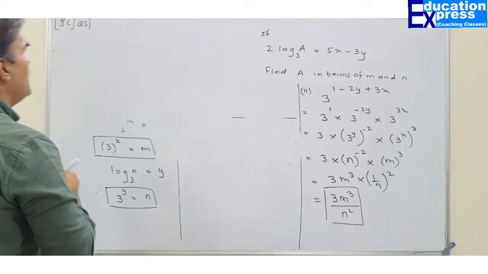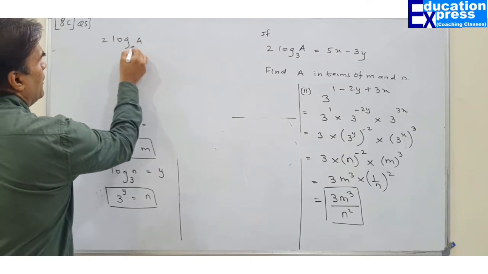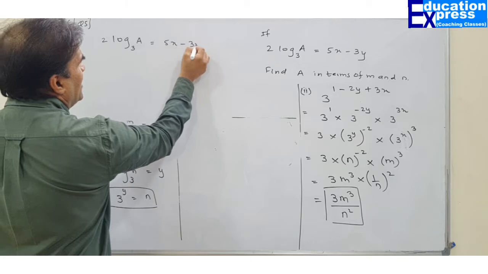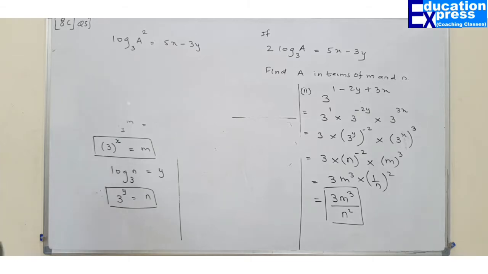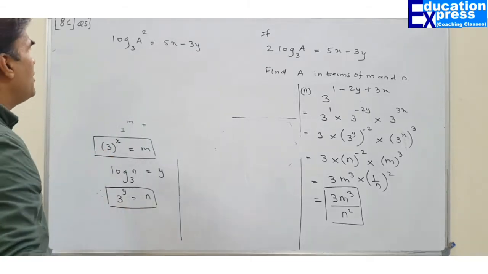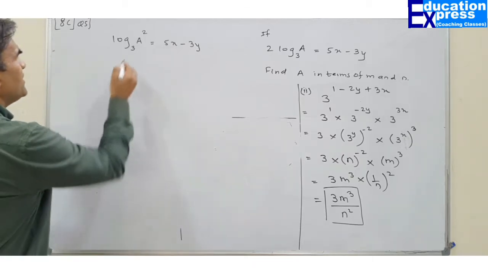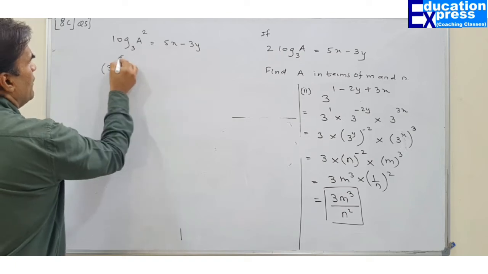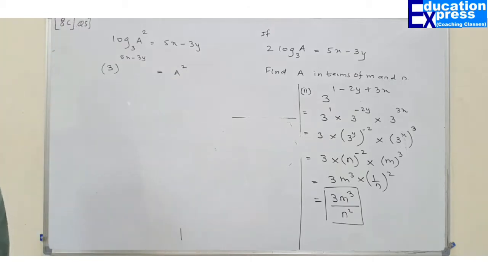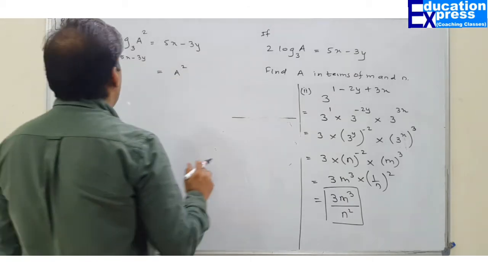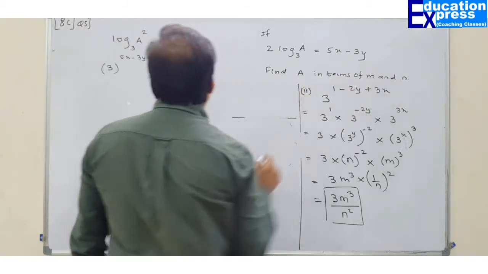So what can be done? Can I say log of a, this 2 over here, we will take it as a square. So now this is in the logarithm form. Can we convert it into an exponential form? Of course, very simple. It will be 3 raised to 5x minus 3y equals a square. So what is the objective? What have we to find? We have to find a in terms of m and n.